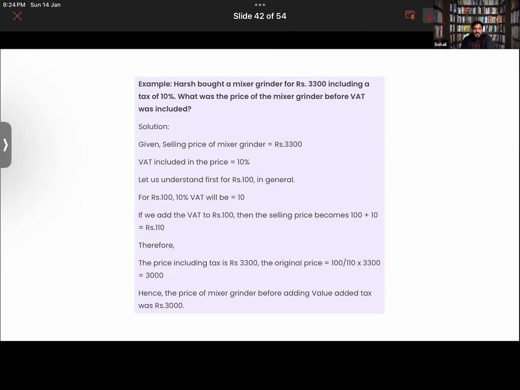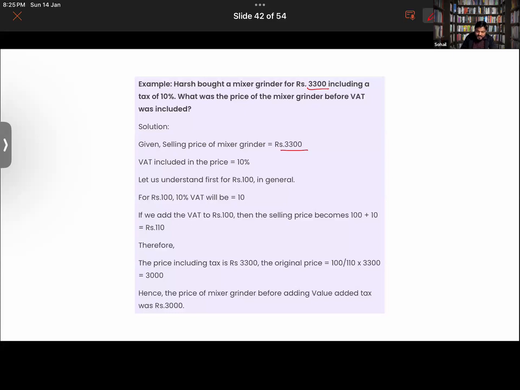See, Harshit has bought a mixer grinder for this much of a price, and there is a tax of 10% on it. Now, it further says, what was the price of the mixer grinder before value added tax was included in it? So, what do we need to do? We can first of all just find the 10% of 3,300 and then simply subtract it from 3,300. Right? So the same is being done here as well.